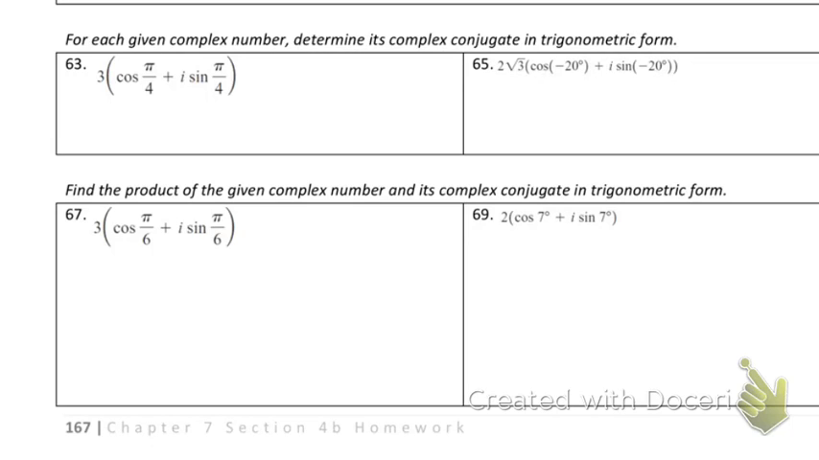So no, 65. The complex conjugate is just going to be 2 square root of 3 times cosine of, instead of negative 20 degrees, a positive 20 degrees, plus i times sine of, once again, a positive 20 degrees. So it's just changing the signs of your theta.